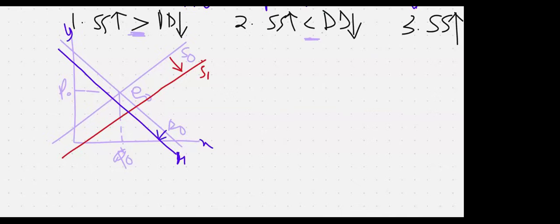Where do the 2 new curves meet? Which point do the 2 new curves meet? They all meet here. This is Q1. This is P1. This is E1.